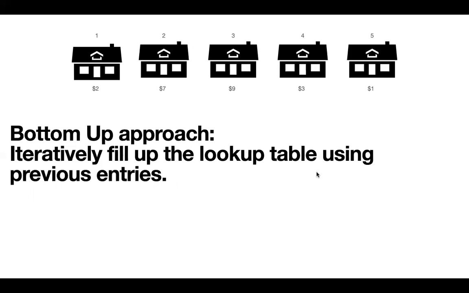And the bottom-up approach is iteratively filling up the lookup table using previous entries. So in this case, we're going to go in a loop from 1 to 5. And for 1 and 2, those are the base cases, so we can store them directly into our lookup table. Everything onwards from that point only depends on items that have already been filled out in the table. So we don't need to make any recursive calls, as we can just look up the positions in the table since we know they're going to be filled.